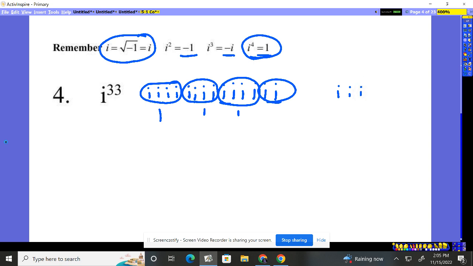If I have 2 left over, the final answer is -1. If I have 3 left over, the final answer would be -i. If I have 4 left over, the answer is just 1. So how many are left over?